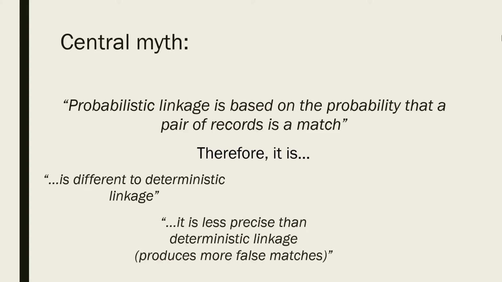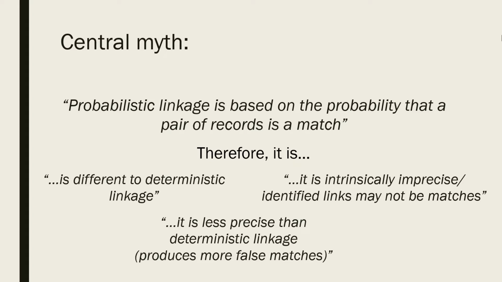This is the idea that probabilistic linkage is based on the probability that a pair of records is a match. And from this, people often assume that it's different to deterministic linkage, that it's not as precise, that links identified using probabilistic linkage are not necessarily matches just because you've used probabilistic linkage. And these myths and misconceptions all arise because of the idea that match weights are truly reflecting match probabilities.